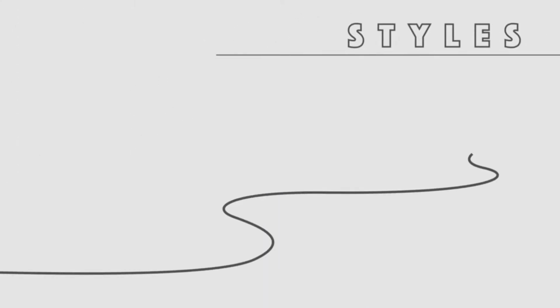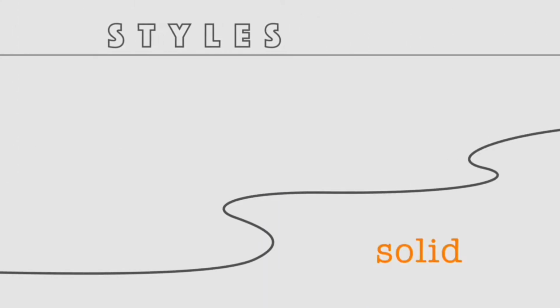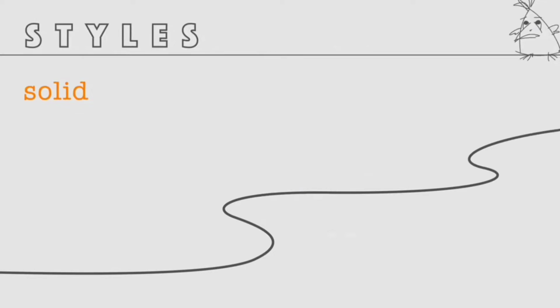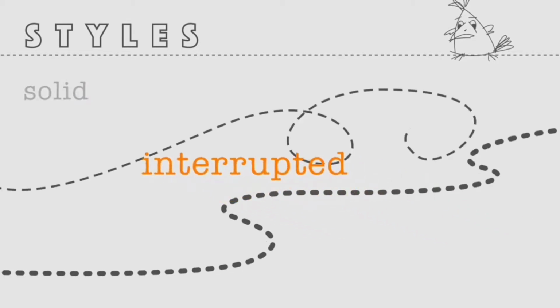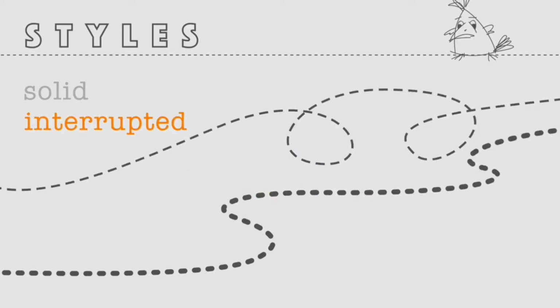Number 1 is a solid or continuous line. Number 2, interrupted or broken line, dashed line, dotted line, or footprints. They all fit in that category.